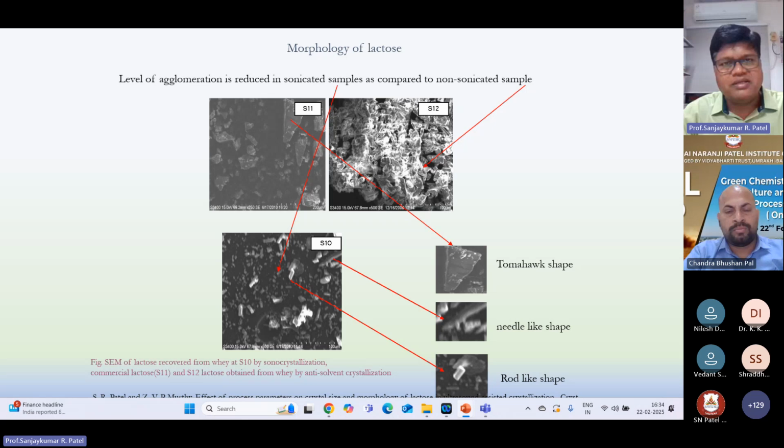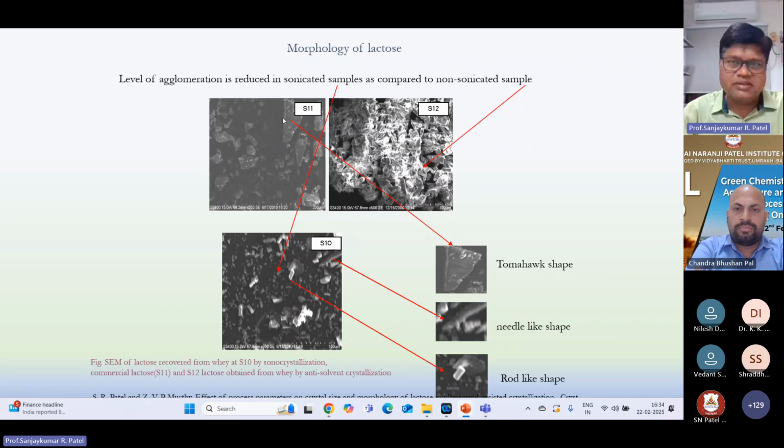which is available from a small dairy industry, we recovered this lactose. This is without applying the ultrasound. You can say the lactose crystals are being created, but the crystals are in agglomerated form. This is S11, which means this is commercially available lactose.